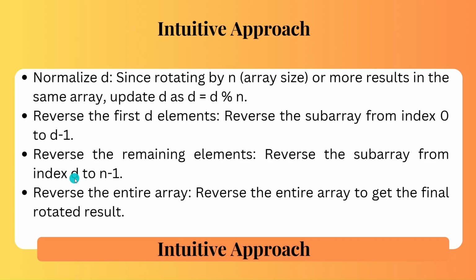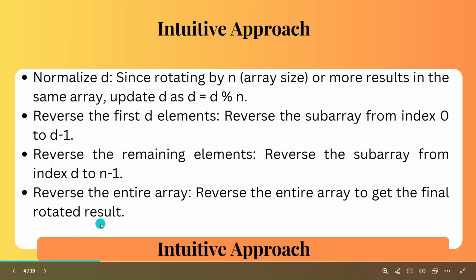The intuitive approach behind this problem is, firstly, we have to normalize the d value, since if d is greater than n, it results in repetitive rotation, so we normalize d by modulo division with n. And then we have to perform three reverse operations. The first reverse operation is from index 0 to d minus 1, the second reverse operation is for the remaining elements, from index d to n minus 1, and the third reverse operation is for the entire array, which will give the rotated result.